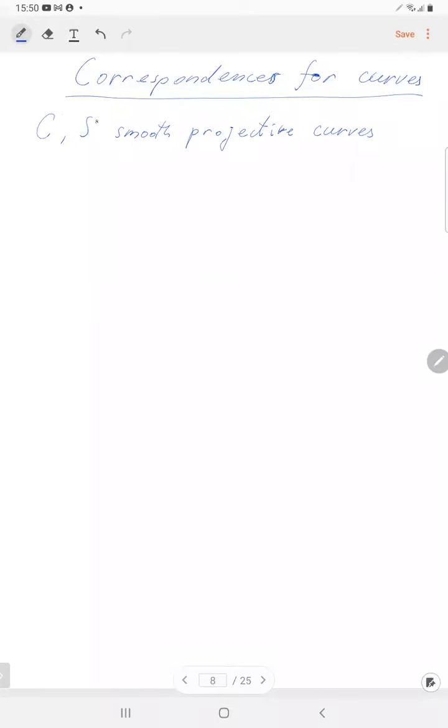And a correspondence is another curve, say X, that maps to both of them in a finite way. PC, PS, they're both finite.